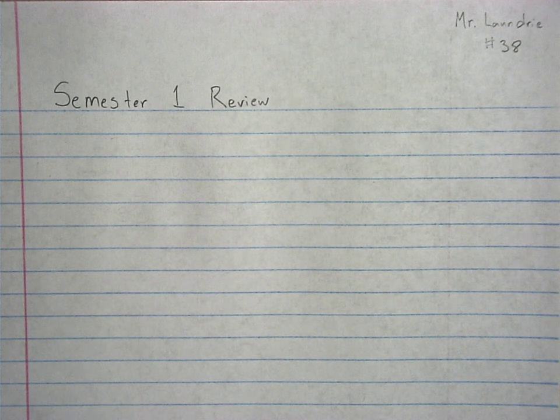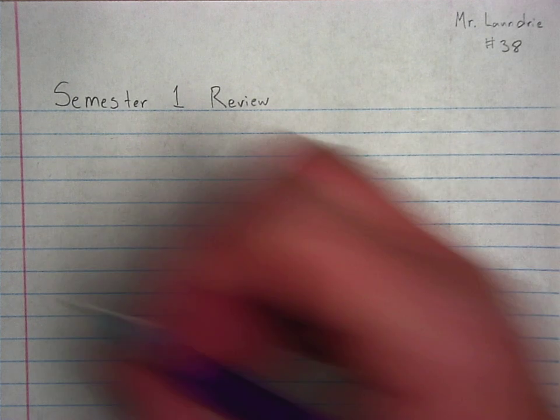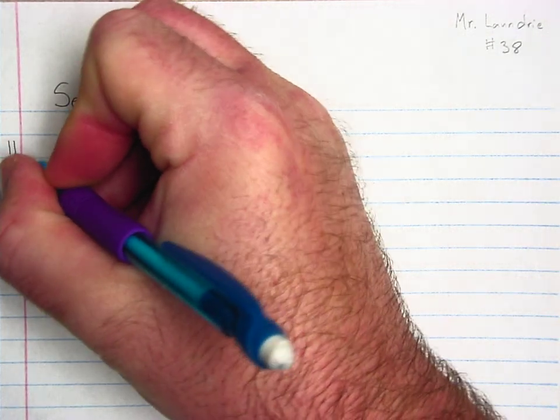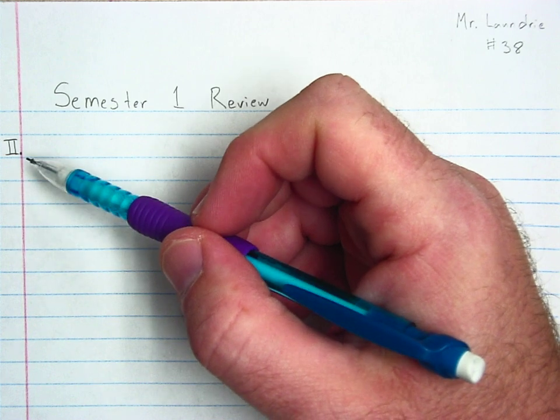All right, ladies and gentlemen, it's time to continue our Semester 1 review. Please make sure your name and number are at the top of your paper, as well as this title, Semester 1 Review. We are going to be continuing with Module 2 today. That's why you see the same Roman numeral here.